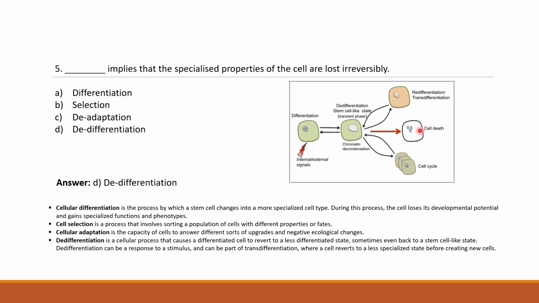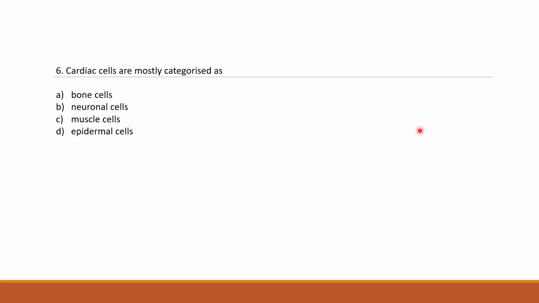Next, cardiac cells are mostly characterized as what type? What type of cells are cardiac cells? Anyone? Are they muscle cells, bone cells? They are muscle cells, because they have the property of beating, right? They contract and then expand, so they are muscle cells.